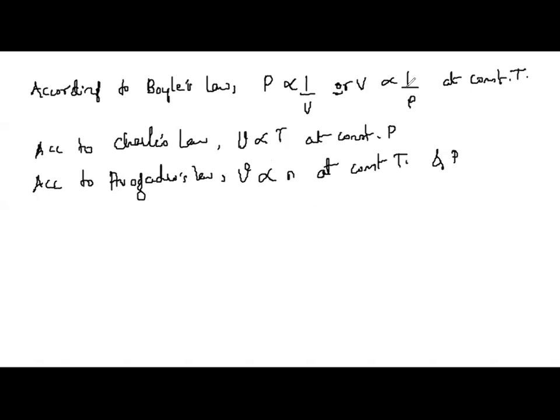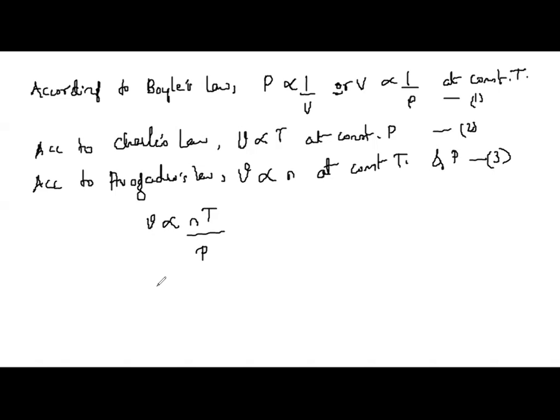Now see, volume is inversely proportional to pressure. It is directly proportional to temperature. It is directly proportional to number of moles. So when I combine all three equations, equation 1, equation 2, and equation 3, what do I get? I get volume directly proportional to number of moles, directly proportional to temperature, but inversely proportional to pressure.